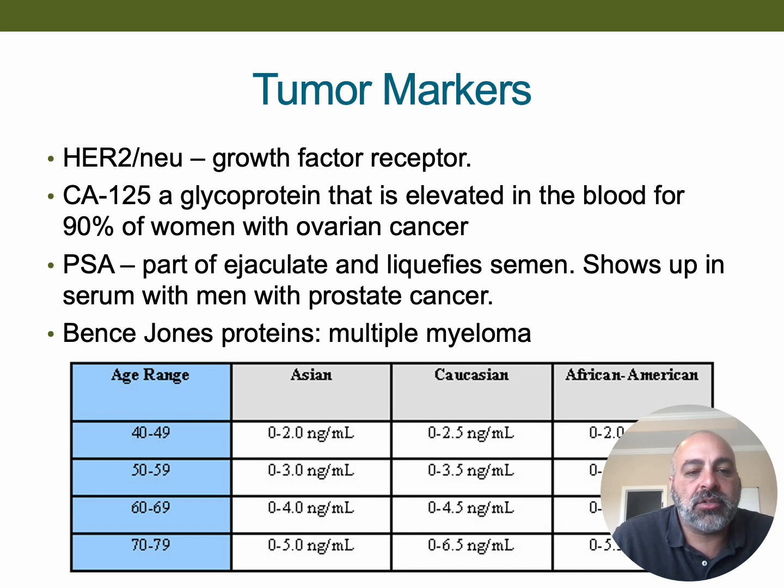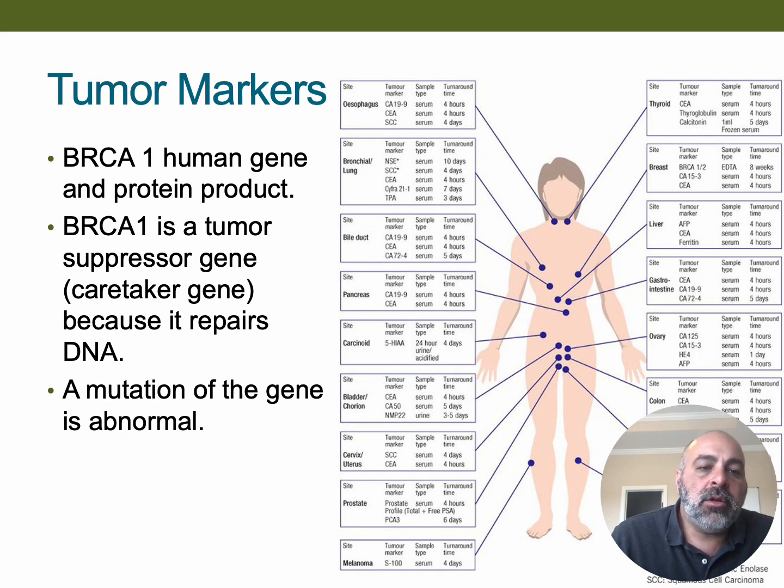CA125, ovarian cancer. Bence-Jones, this is multiple myeloma. This is a direct indicator. That one means you have multiple myeloma. BRCA, there's BRCA 1 and 2. These are big identifiers for breast cancer if patients have them.